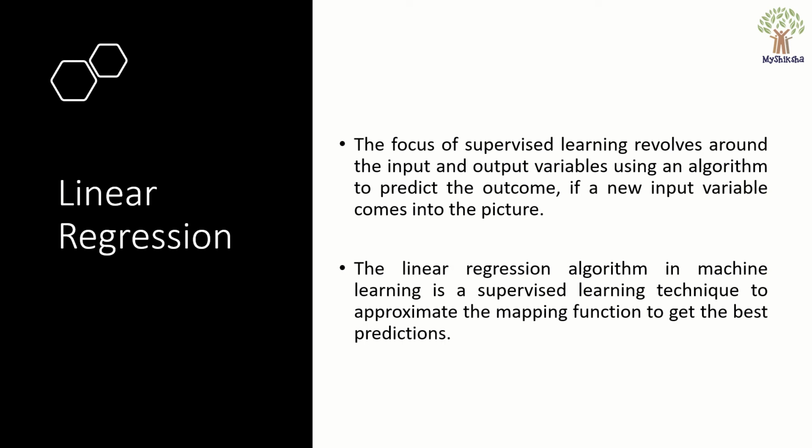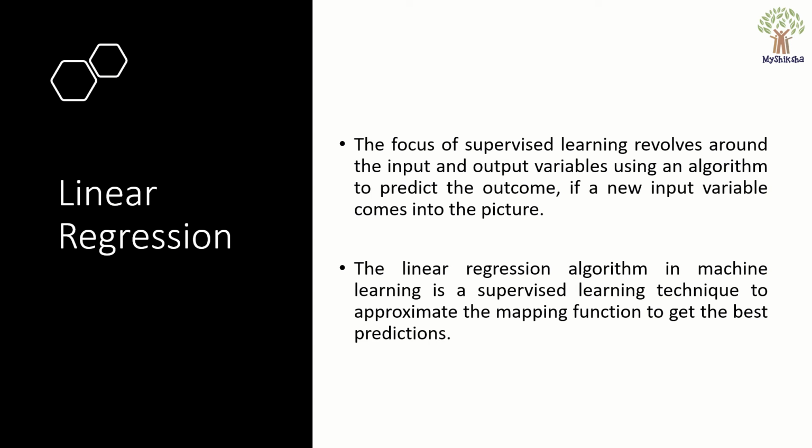This comes under the supervised learning approach to begin with. The focus of supervised learning revolves around the input and the output variables, using the algorithm to predict the outcome if a new input variable comes into the picture. So this is what we have been defining as the supervised learning approach so far, right? When we discussed some examples, this is what we understood as machine learning. Now slowly you would have understood that it is the supervised learning approach, and that it is linear regression that we have been talking about for a long time.